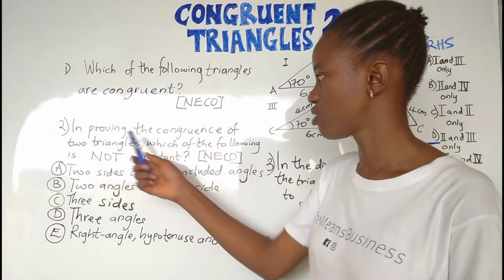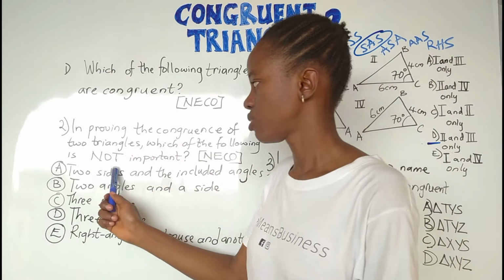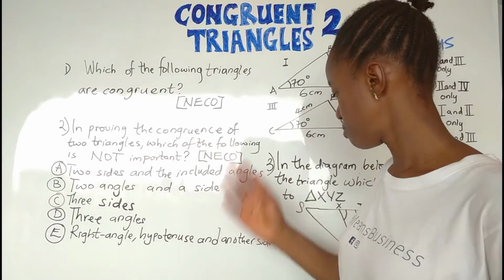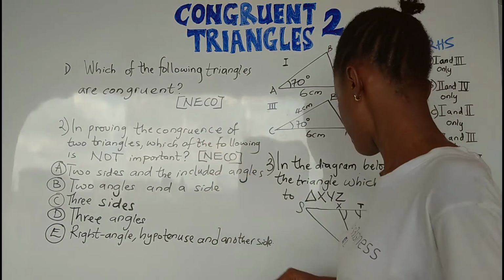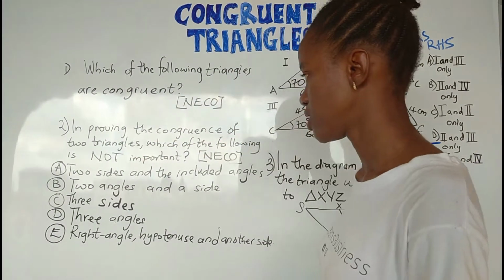Number 2, in proving the congruence of 2 triangles, which of the following is not important? Note, not. Which of the following is not important? This is a NECO question. Alright, these are actually past questions. I'm showing you NECO, and this is NABTEB. The third question is a NABTEB past question.